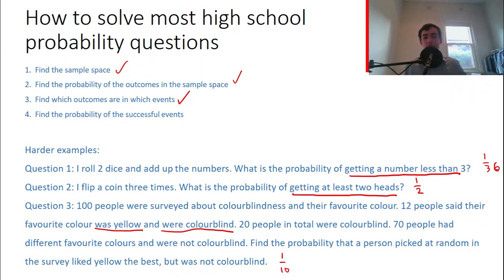All right, so hopefully now, I'm sorry that was so much information, but I thought it was really important to get an idea of how to start these questions. Hopefully now if you see different questions, you'll have some idea of what to do. You have to find the sample space first, then find the probability of the outcomes. Sometimes you can skip this part. Find out which outcomes are in which events, or at least find out how many there are in the different events. And finally, find the probability of the successful events.